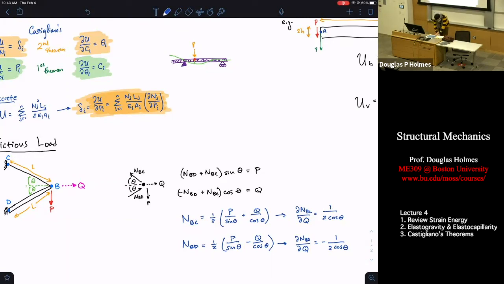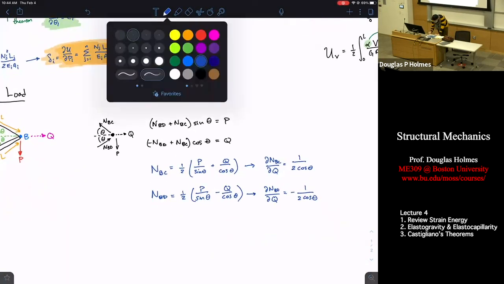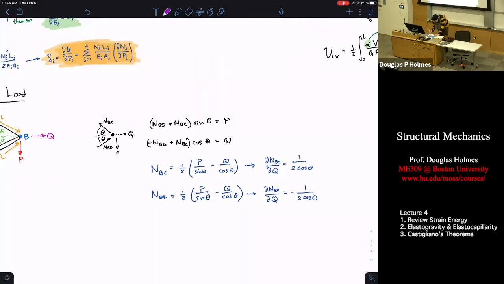All right. And finally, we can say the deflection at point B is going to be equal to, let's go back to our discretized structure, it's going to be N L over E I times the derivative here. So let's write this out explicitly. I might go like 2 minutes over, just bear with me. I'll try to go as fast as I can.